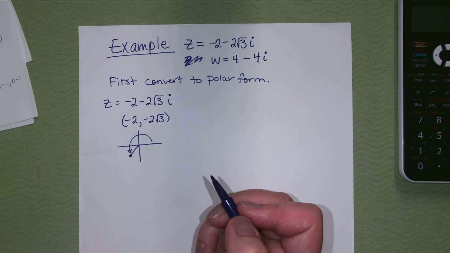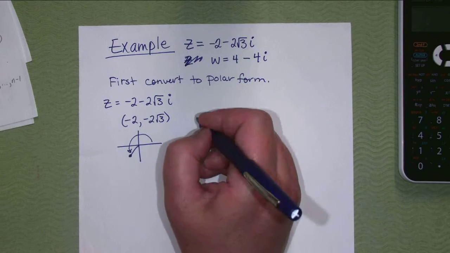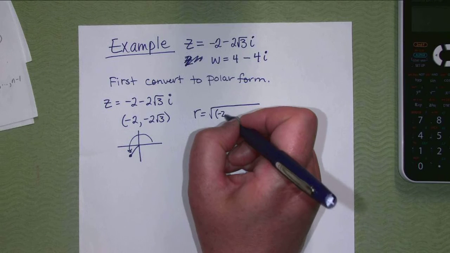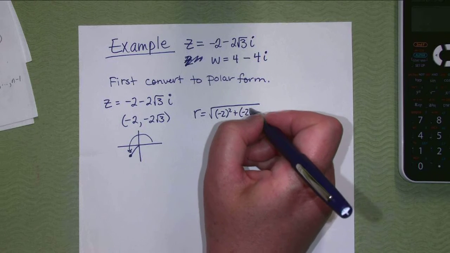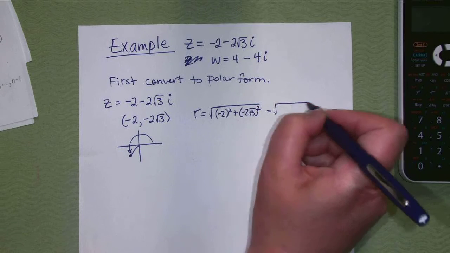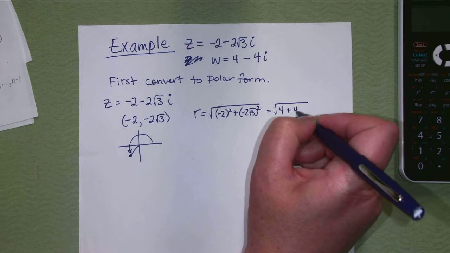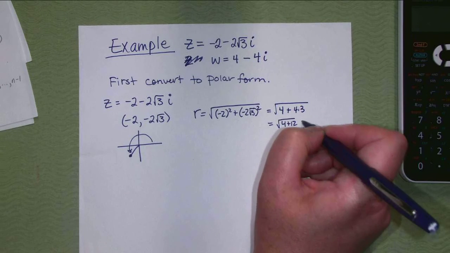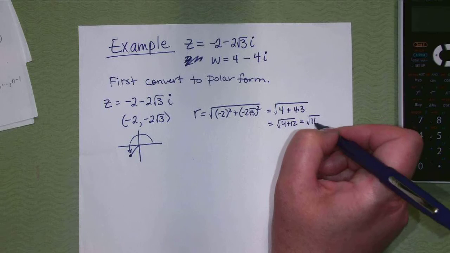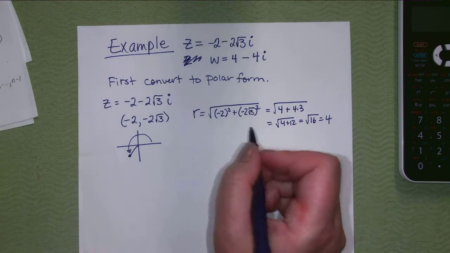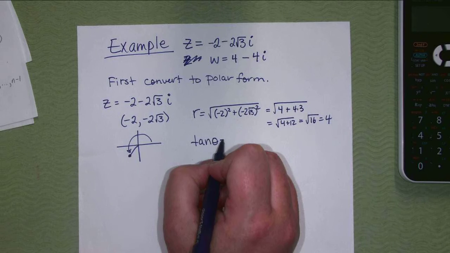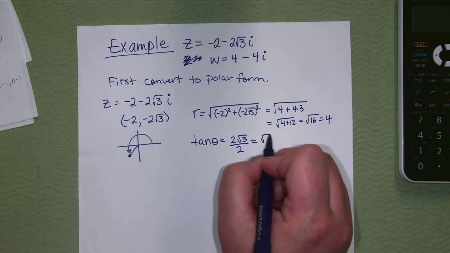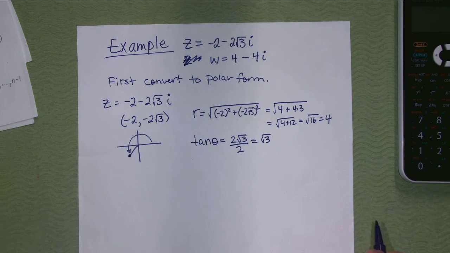So we need R, which is A squared plus B squared. 4 plus 4 times 3, 4 plus 12. Okay. And tan theta is B over A, ignoring the signs because the sign is going to be taken care of when we draw it. So just root 3. So where does tan equal root 3?